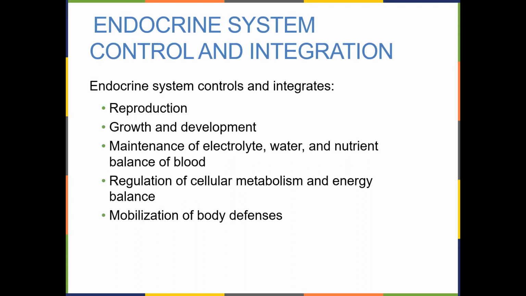We maintain our fluid levels. We maintain our electrolytes, our salts, and our ion levels. We maintain our sugar levels in our bodies. Insulin and glucagon regulate blood glucose. If we don't have enough blood glucose, we can release glucagon to stimulate glucose release. Glucagon causes our liver to release glucose. If we have too much glucose, our pancreas releases insulin so that glucose can go in the cells. And again, cellular metabolism, that's thyroid hormone, and body defenses. We use our hormones to help regulate and protect our body.